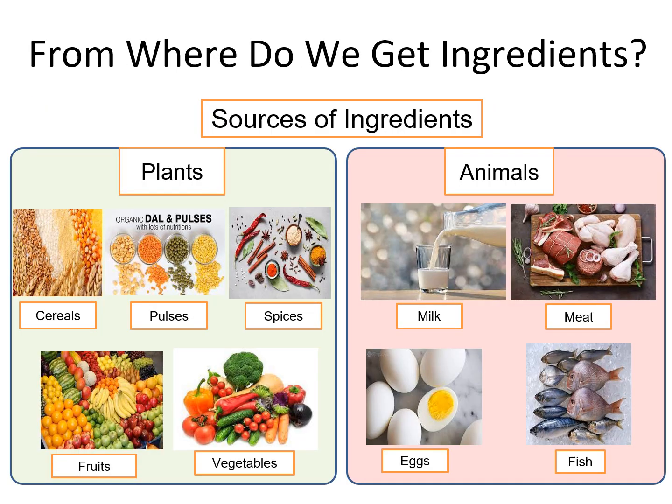Now, from where do we get these ingredients? There are basically two sources of ingredients. First is the plant source, second is the animal source. From the plants, we get a variety of food materials like cereals, pulses, spices, fruits, and vegetables. And from the animals, we get milk, meat, eggs, and fish.